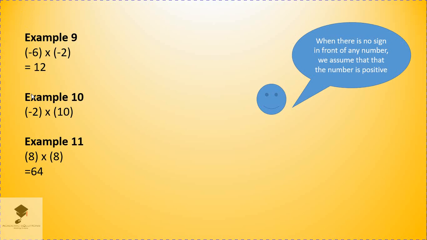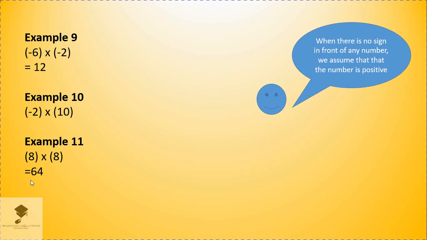And then let's move on to the example. Negative 2 multiplied by positive 10. Remember what we said about different signs are going to give you a negative answer. So in this case, negative 2 multiplied by positive 10 is going to give you negative 20. And let's move on to the next example.